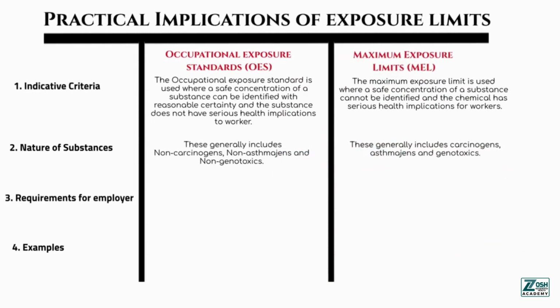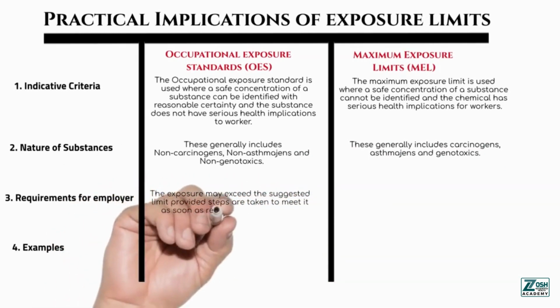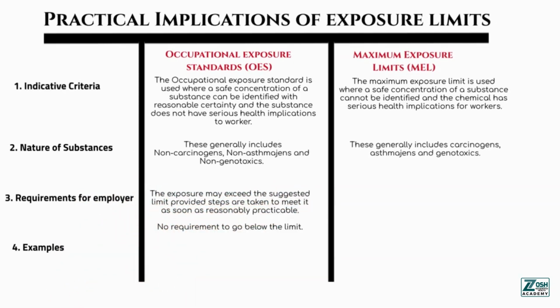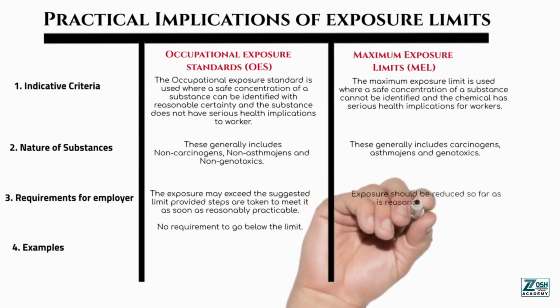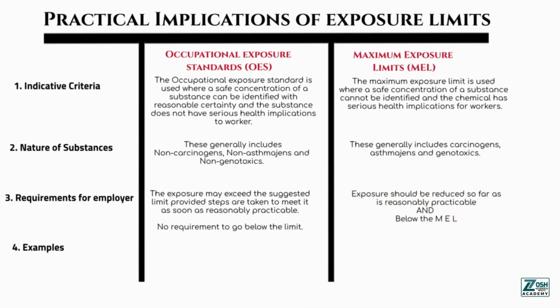Responsibility of the employers also varies based on the chemicals which require occupational exposure standards or maximum exposure limits. For occupational exposure standard, the exposure may exceed the suggested limit provided steps are taken to meet it as soon as reasonably practicable. Employers are required to meet the limit, but there is no requirement to go below it. On the other hand, for maximum exposure limit, exposure should be reduced so far as is reasonably practicable, as well as below the MEL.